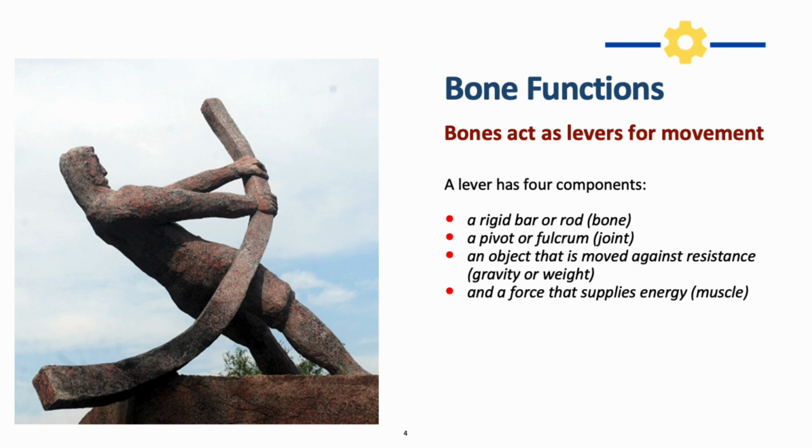We also have an object that is moved against resistance, which again could be the weight of our arm or leg, or the weight that we're holding in our hand, and a force that supplies this energy, which in the case of human movement would be muscles. So again, our bones are going to act very importantly as levers to allow for movement of our body as a whole. And again, if you think about how many different ways they do this, we're lifting a weight, walking, running, all of the multitude of physical activities that we engage in involve our muscles pulling on these bones that are acting as levers and moving at the joints of our body.